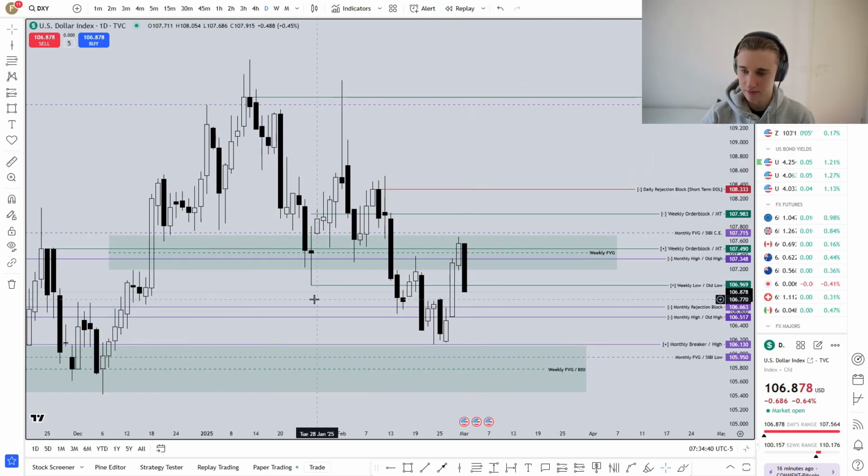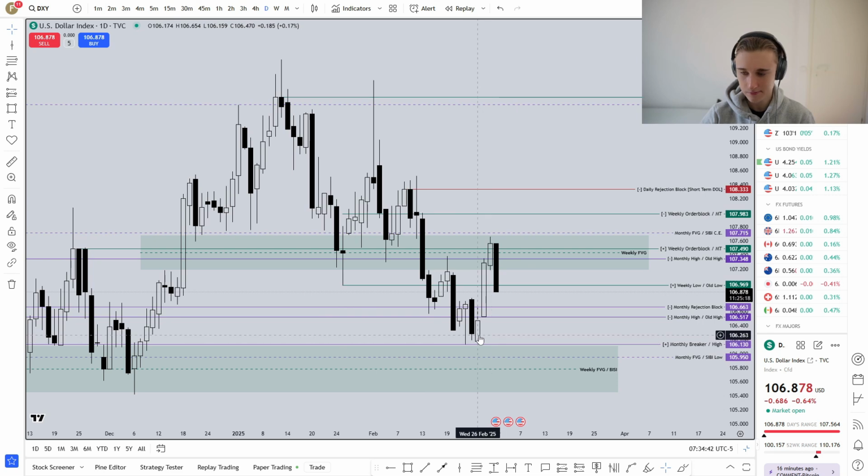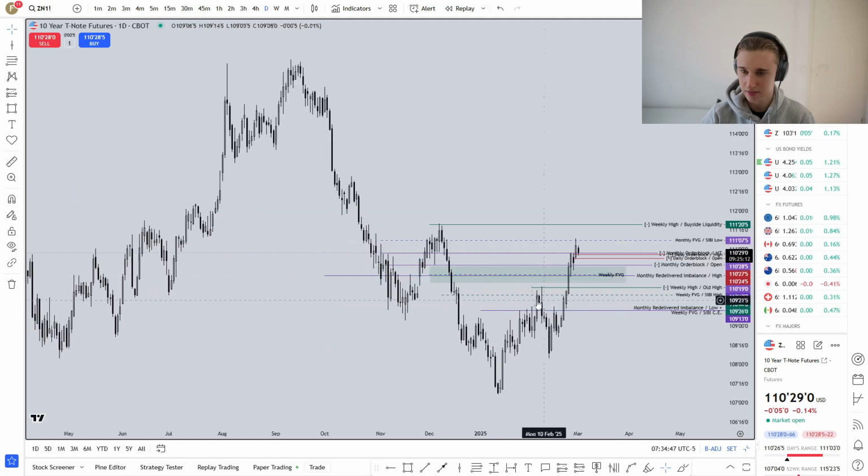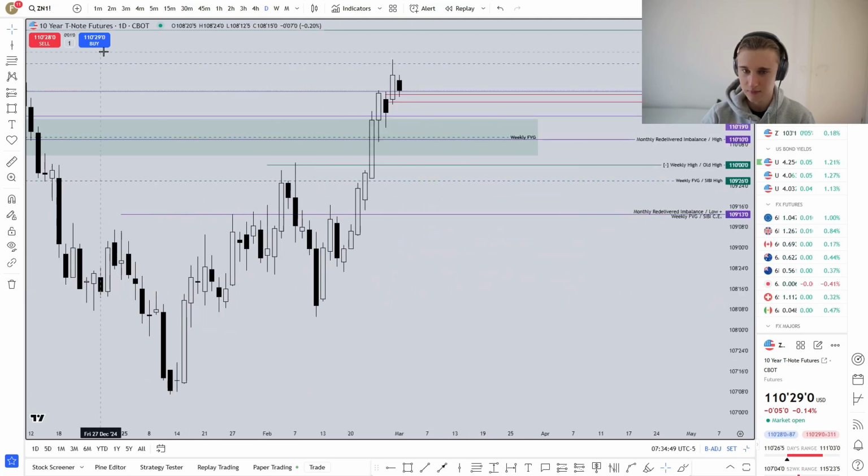Now, why do I believe that DXY is bullish? You can see Wednesday, Thursday, Friday of last week were bullish up close candles, while 10-year T-note futures saw a bullish candle, which is not in line with normal market symmetry. Thursday saw a bearish candle, which is normal market symmetry, and then Friday, as DXY was bullish, T-note futures were as well bullish, which is not good.